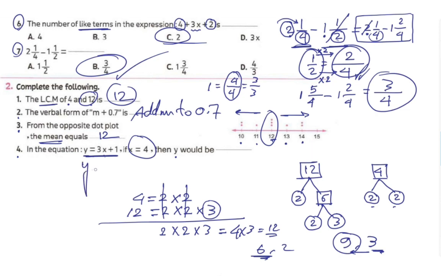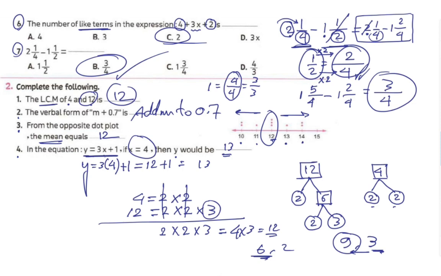Now I have y equals 3x plus 1. I know x equals 4, so 3 times 4 equals 12. Then add 1, that's equal to what? Equal to 13. Okay, now we finish the second part of our model.